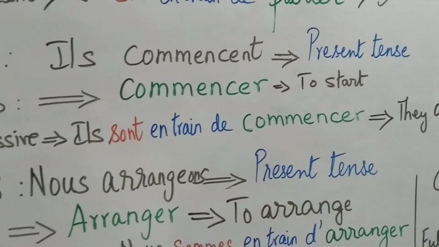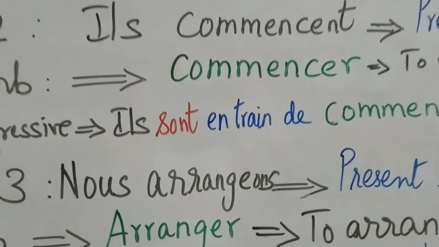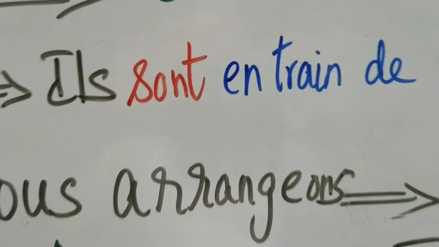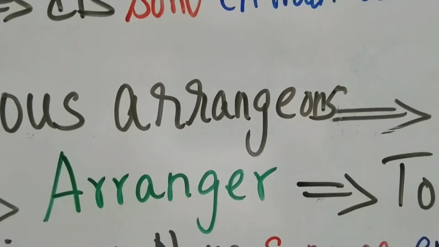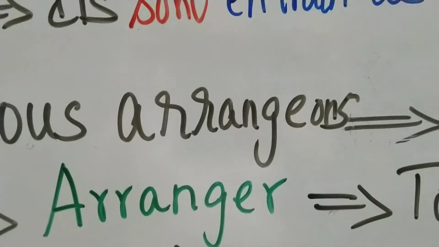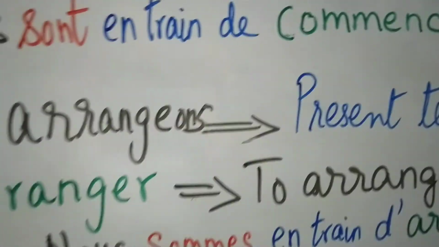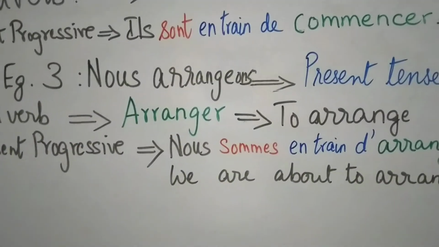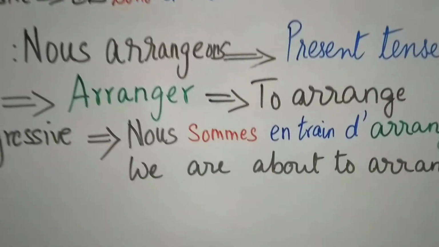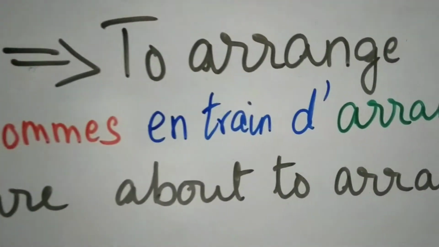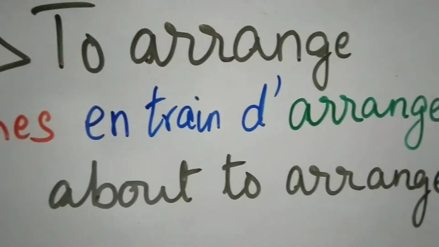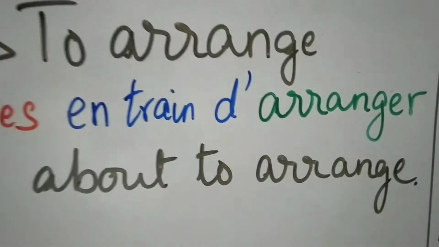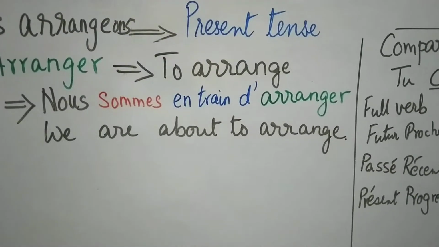The third example which I have taken for you is nous arrangions. This verb is a GER verb. It's a verb in the present tense. The full verb is arranger, A-R-R-A-N-G-E-R. Arranger is the full verb which means to arrange. And the present progressive for nous arrangions will mean nous sommes en train d'arranger. Now, arranger begins with a vowel. So this DE will become D apostrophe before verbs beginning with vowels or before verbs beginning with H mutes. So, nous sommes en train d'arranger.